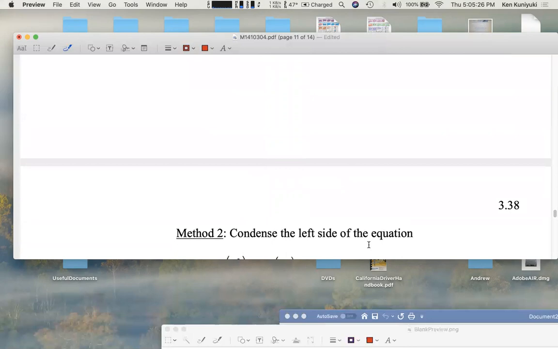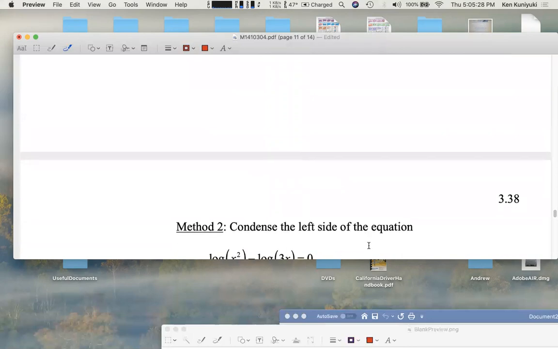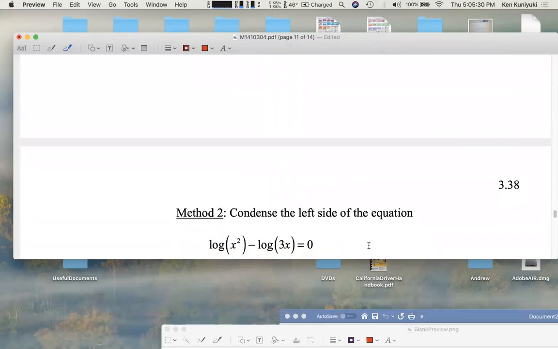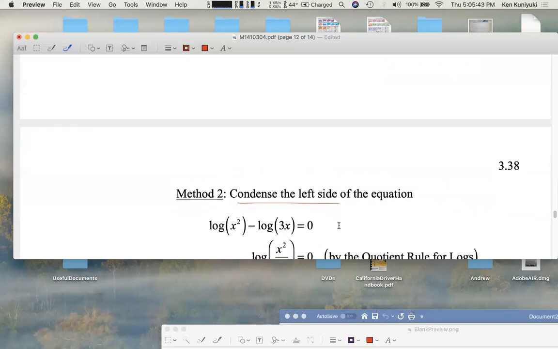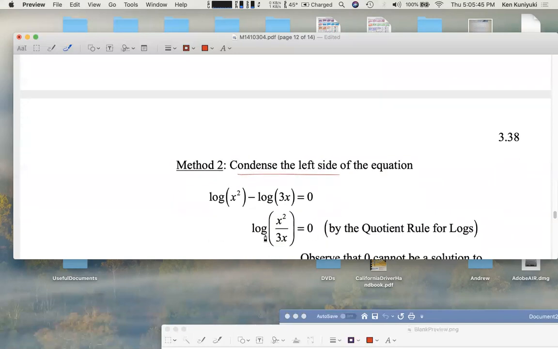Now there's a second way that we can approach solving this equation. Log of x squared minus log of 3x equals 0. We could use the log properties. Condense the left-hand side. The difference of logs is not the log of the difference. It's the log of the quotient. Log of x squared over 3x equals 0 by the quotient rule for logs.